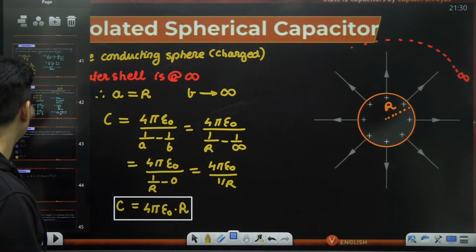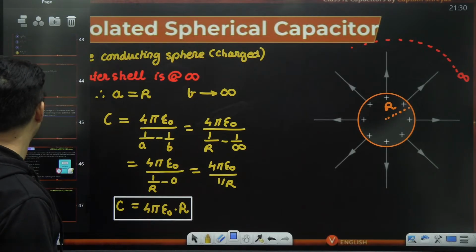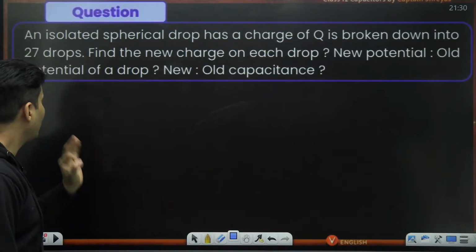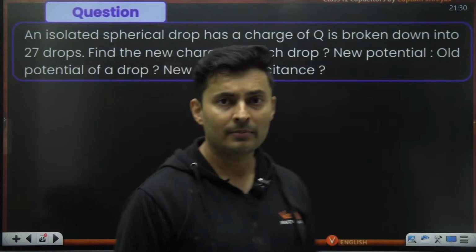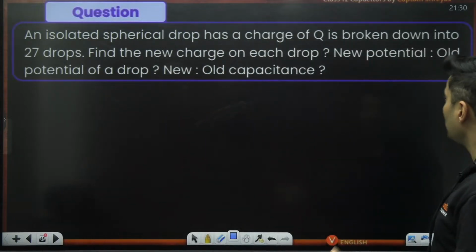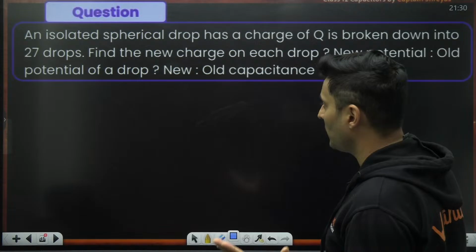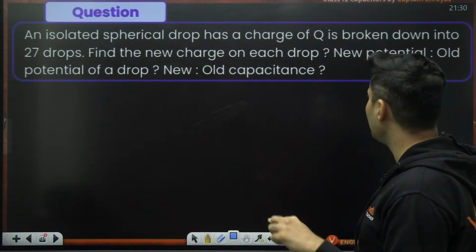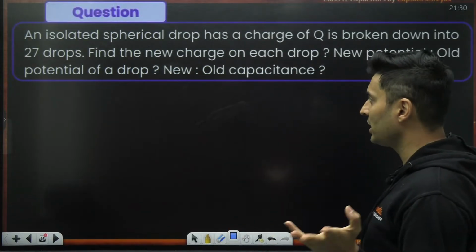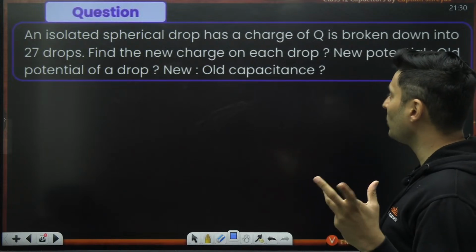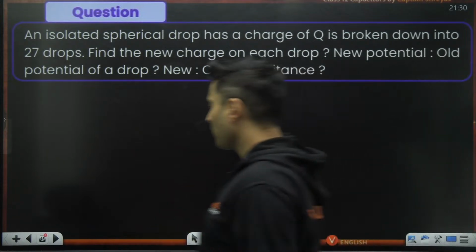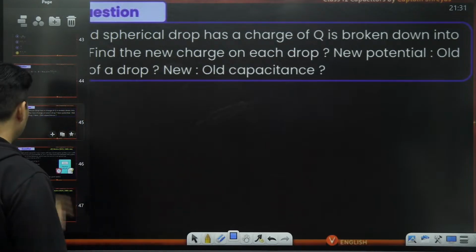Your Captain Shreyas. Let's solve a question on that. An isolated spherical drop is there and it has a charge Q. It is broken down into 27 drops. Find the new charge on each drop. The new potential to old potential ratio. The new to old capacitance ratio. Okay, let's try to figure this bit out.